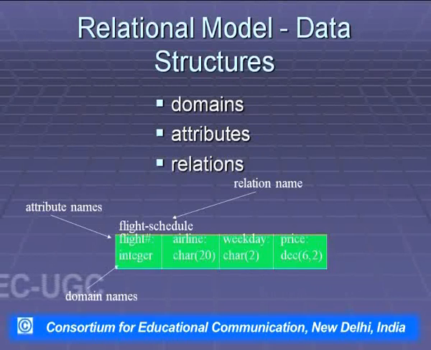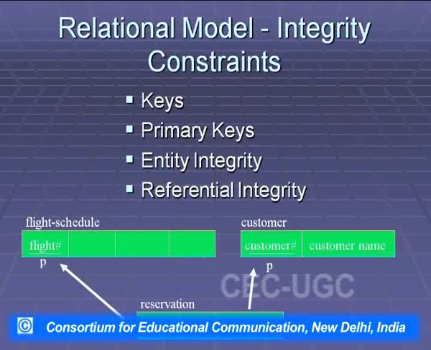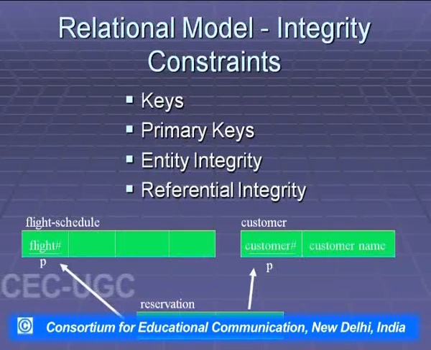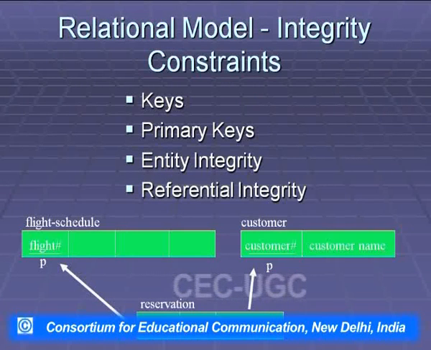You can see here the attributes, the relation name, flight schedule, flight integer, airline we have defined in the character form, weekdays have been given in the character and price in a decimal form. So you can see the domain names, attribute names and the relations. Relational model integrity: constraints, keys, primary keys, entity integrity, referential integrity. In this you can see that flight schedule, flight is going to be there, reservations are going to be, and customers.